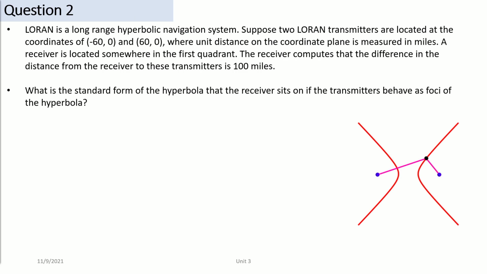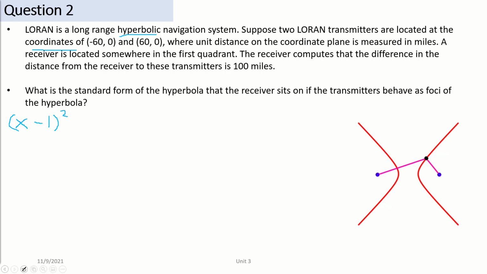Now we did this in class. We're going to go on to question number 2. LORAN is a long-range hyperbolic navigation system, and suppose that 2 LORAN transmitters are located at the coordinates of -60, 0 and 60, 0, where the distance on the coordinate plane is measured in miles. A receiver... I'm going to go ahead and plot those 2 points, and I can see I made that sketch to the right as a reference. It's a hyperbolic sketch, and I just have it opening up left and right, because when I plot the points -60, 0 and 60, 0, it gives me a reference as to how it's opening.